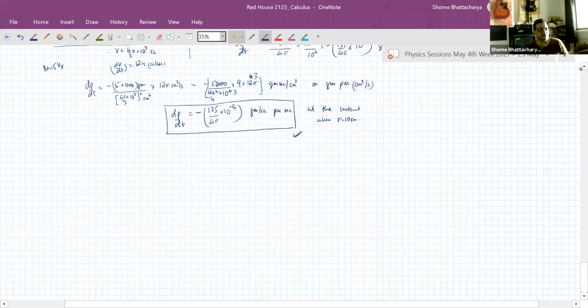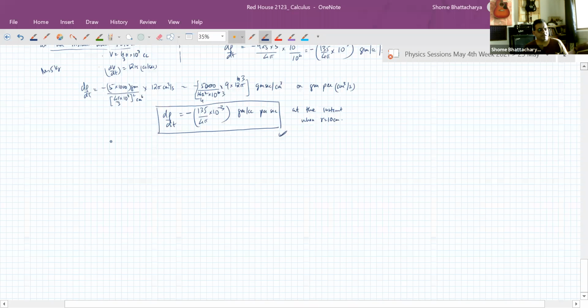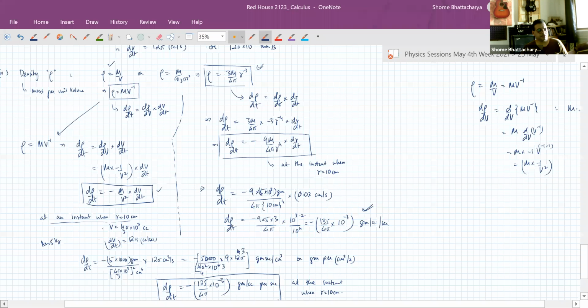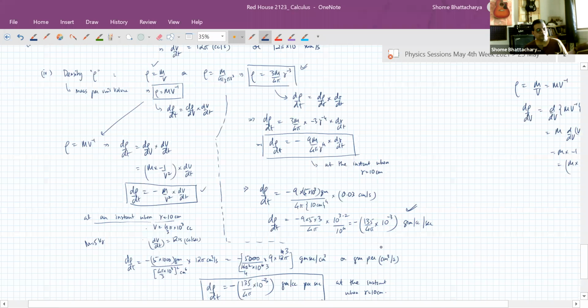So at this stage, you might feel that the second one is more convenient for us, because we have to just directly substitute the value of r and dr by dt. Whereas in the first one, we have to first calculate the volume, because we had v square in the denominator. So we have to separately calculate the volume as 4 by 3 pi into 10 raised to the power 3. Then substitute that here. But it's more or less the same. Both methods are equally efficient.